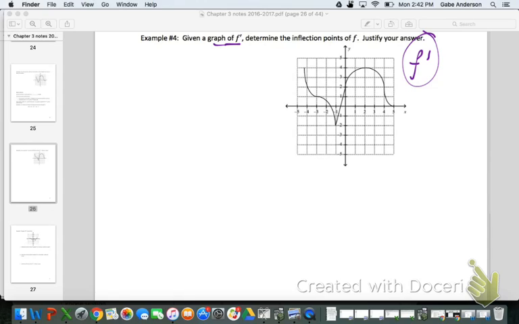So given the graph of f prime, determine the inflection points of f, and we're supposed to justify our answer. So I'll give you guys a chance to do this. You got those definitions earlier of inflection points. If you know those, that's pretty doable.